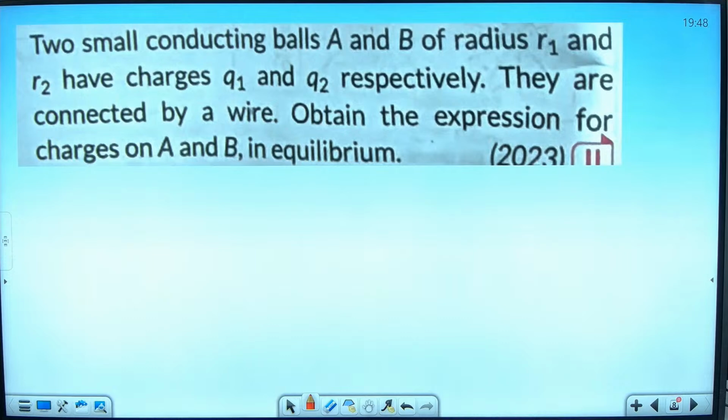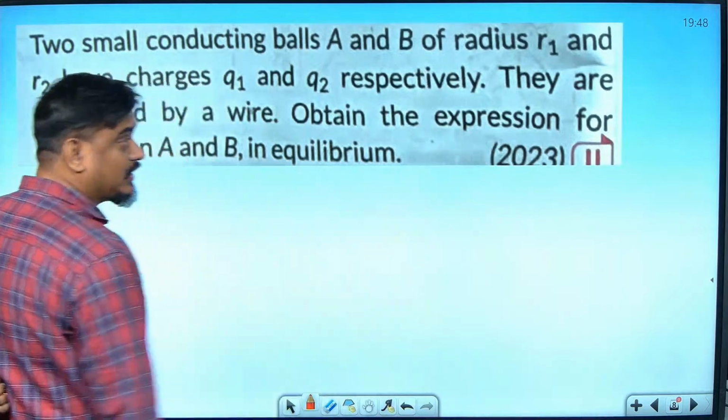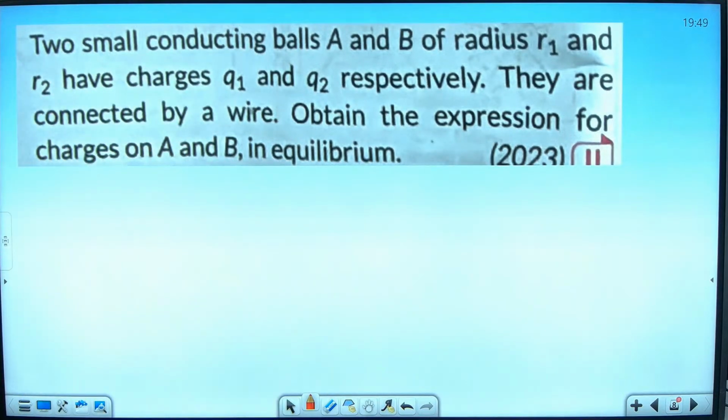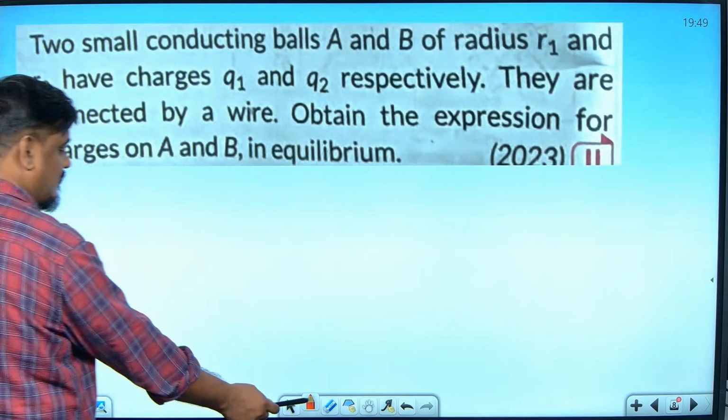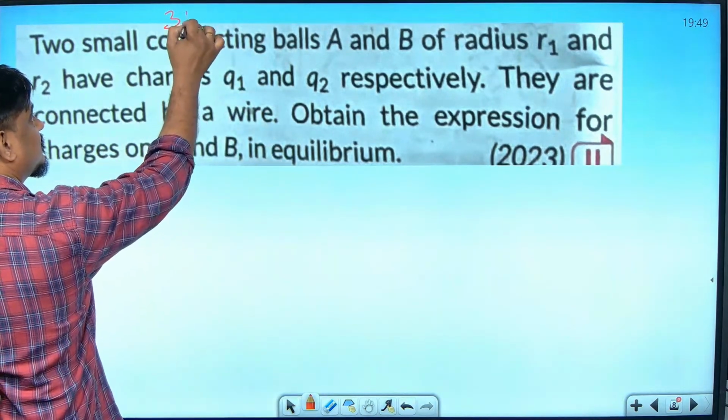Two small conducting balls A and B of radius R1 and R2 have charges Q1 and Q2 respectively. They are connected by a wire. Obtain the expression for charges on A and B in equilibrium. Again, a question. And how many marks? 3 marks again. It's a 3-mark question.